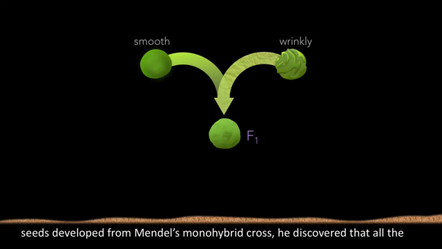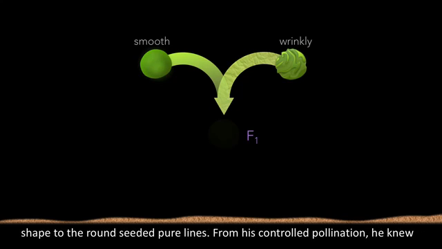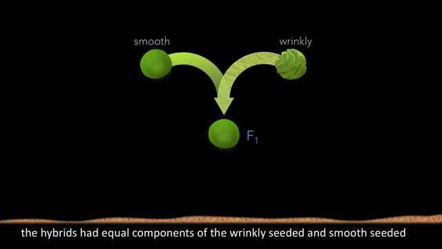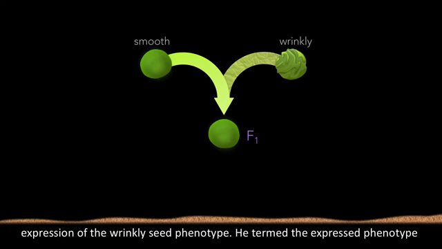Once the seeds developed from Mendel's monohybrid cross, he discovered that all the resultant seeds, the hybrids, were not semi-wrinkly. Rather, they were identical in shape to the round-seeded pure lines. From his controlled pollination, he knew that the hybrids had equal components of the wrinkly-seeded and smooth-seeded parent pure lines. He concluded that the smooth seed phenotype masked the expression of the wrinkly-seeded phenotype.